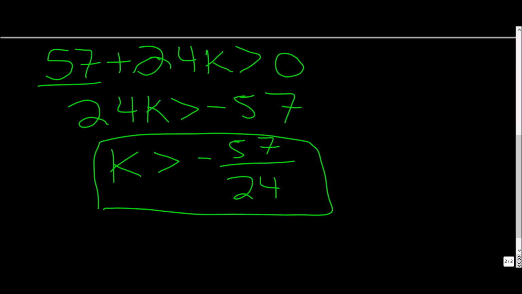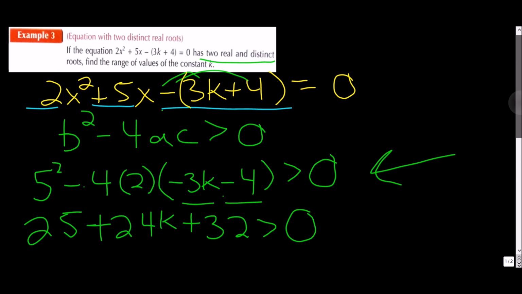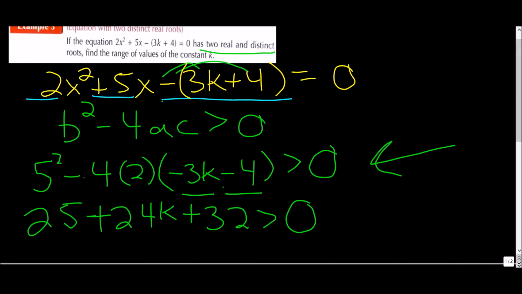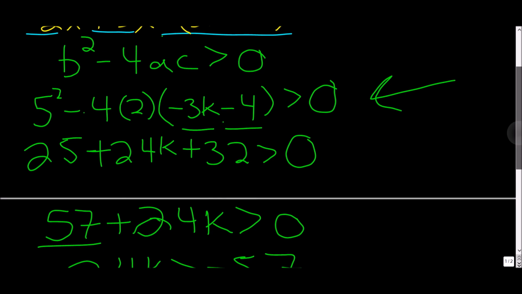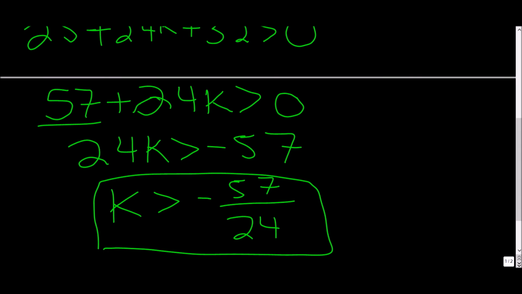Remember, we start off by identifying the common information. What do we know about this problem? What can we infer about this problem? Then we put those two together to see if we can get some deeper understanding. In this case, in order for this equation to have two real and distinct roots, the discriminant has to be greater than 0. And the only way that the discriminant is going to be greater than 0 is if k is greater than negative 57 over 24.